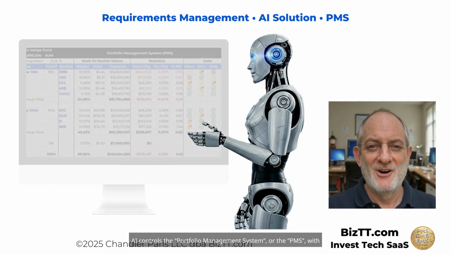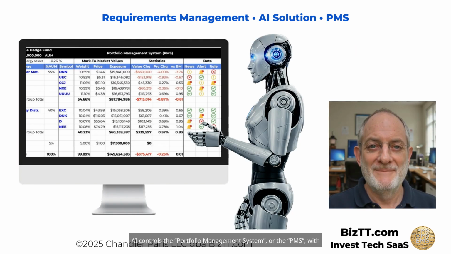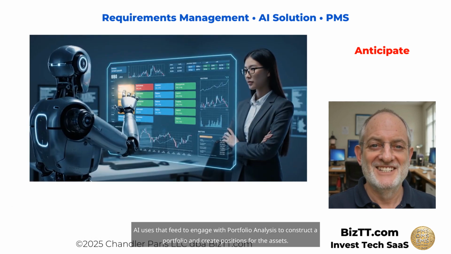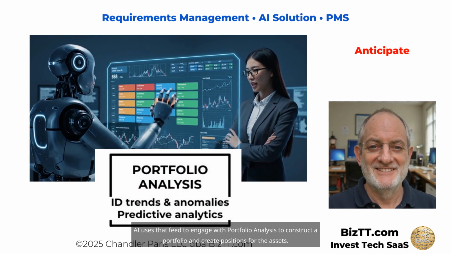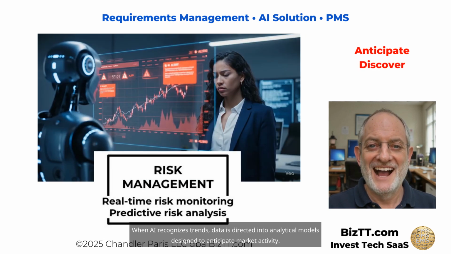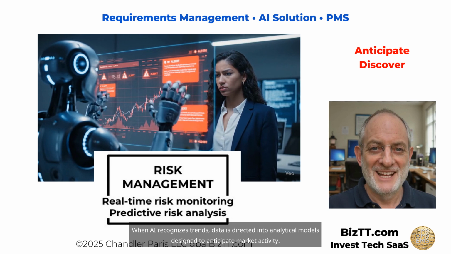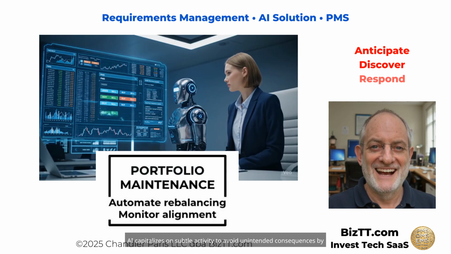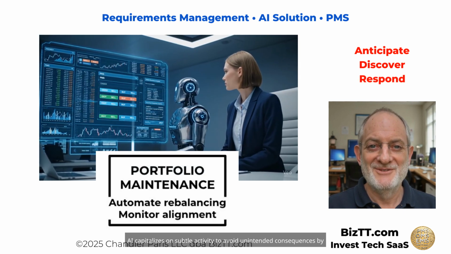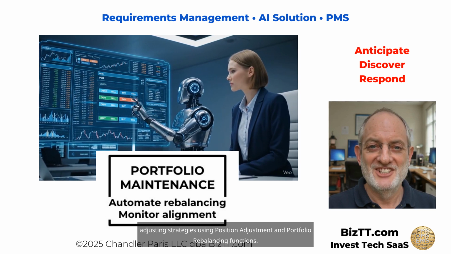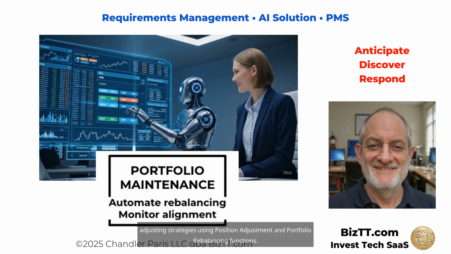AI controls the portfolio management system, or the PMS, with data collection functions that gather and analyze news and market data. AI uses that feed to engage with portfolio analysis to construct a portfolio and create positions for the assets. When AI recognizes trends, data is directed into analytical models designed to anticipate market activity. AI capitalizes on subtle activity to avoid unintended consequences by adjusting strategies using position adjustment and portfolio rebalancing functions.